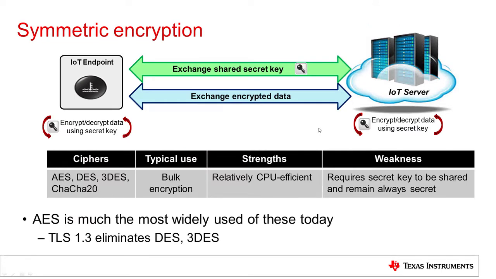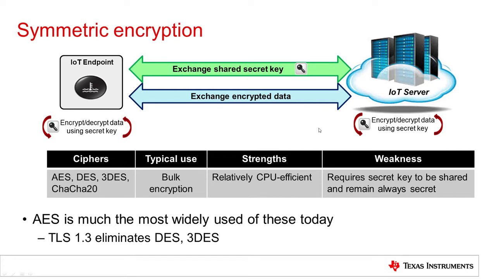We're now going to look at some specific encryption technologies, starting with symmetric encryption. In symmetric encryption, a single key is exchanged between both the endpoint and the server. The same key is used at both ends to encrypt and decrypt data. So one key is needed for data to be encrypted by the endpoint, sent to the server and decrypted by the server. And then that same key is used by the server to encrypt its data, send it to the IoT endpoint, which again uses that same key to decrypt it.